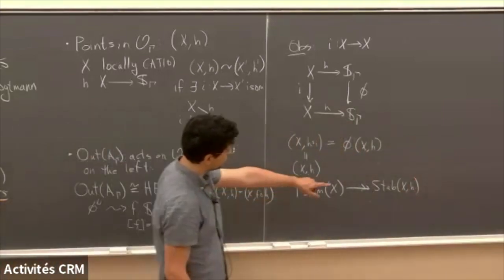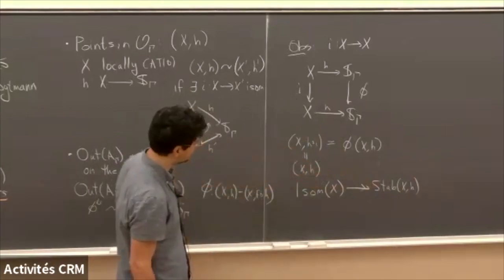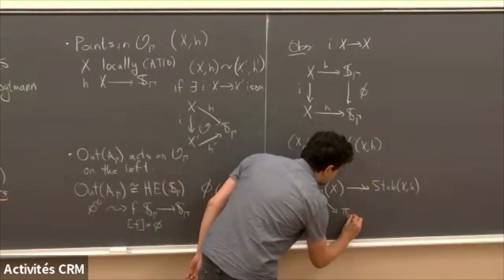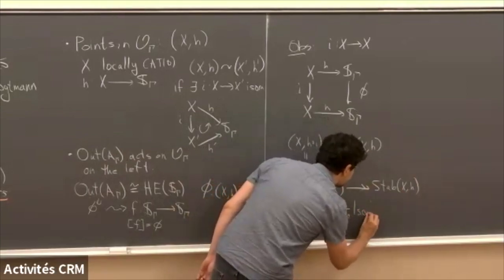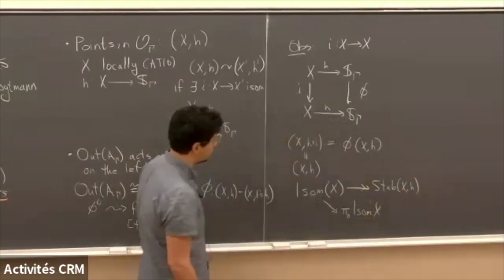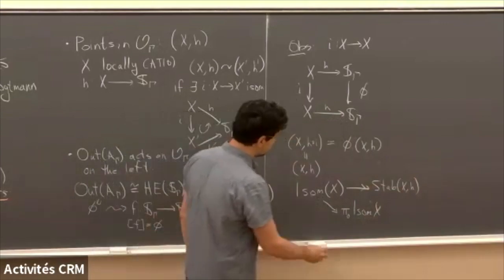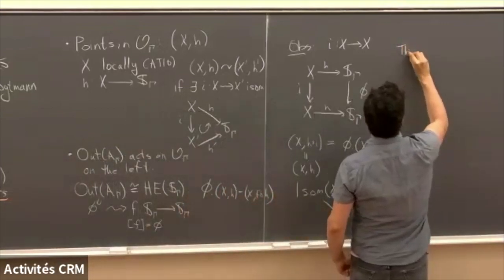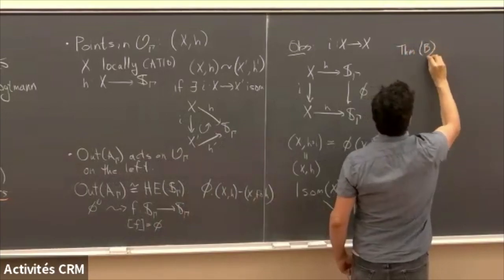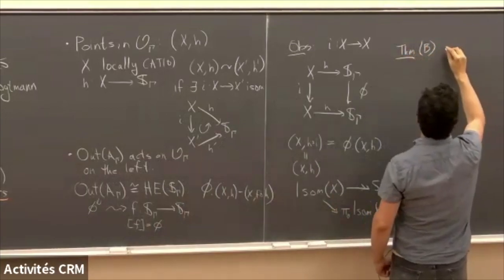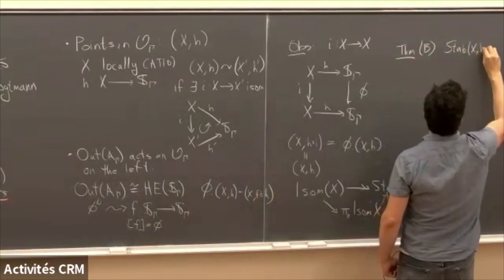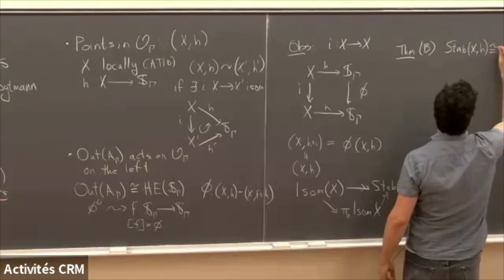Now this sits inside of Out(A gamma), so it's discrete. And so then this map factors through the group of connected components of the isometry group. And so it turns out something you can show is that the stabilizer of (X, h) is exactly the group of connected components.